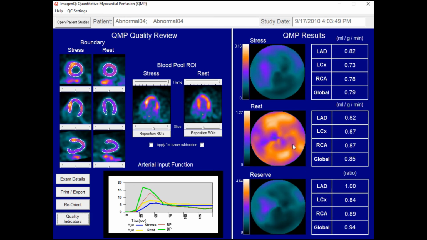So finally, when we look at the study, we see that this patient has extensive 3-vessel disease, and probably the worst of which is in the territory of the left circumflex and also in the right coronary artery.